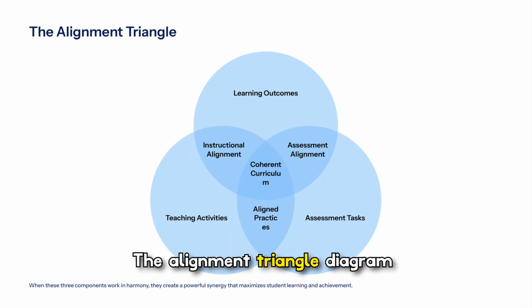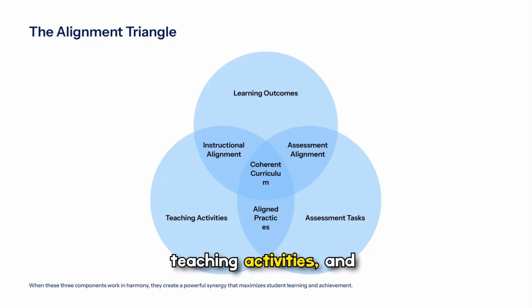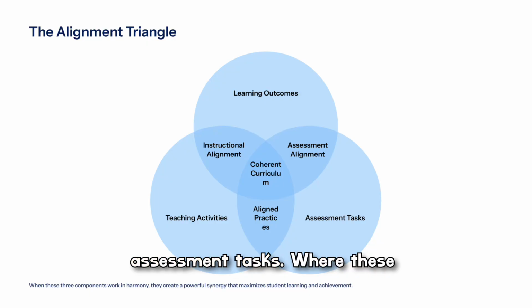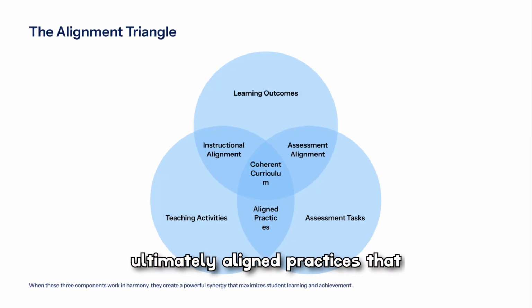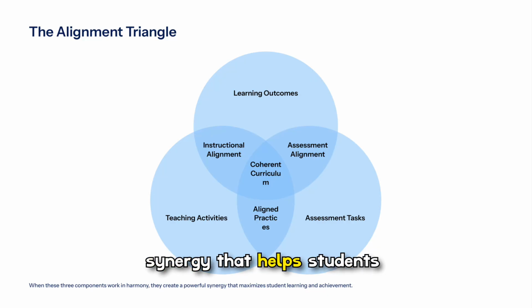The alignment triangle diagram shows how three components overlap to produce a coherent curriculum: learning outcomes, teaching activities, and assessment tasks. Where these circles intersect, you get instructional alignment, assessment alignment, and ultimately, aligned practices that reinforce each other, creating a synergy that helps students practice, demonstrate, and internalize the exact skills you intend them to learn.